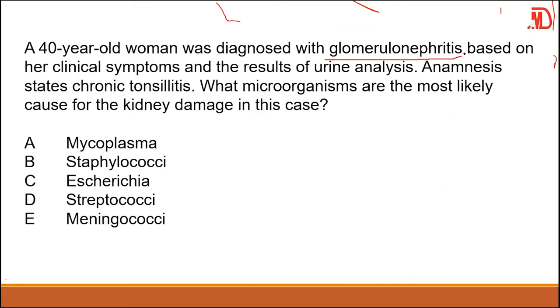A 40-year-old woman was diagnosed with glomerulonephritis, based on her clinical symptoms and the result of the urine analysis. The analysis states chronic tonsillitis. Guys, what is the cause of chronic tonsillitis? Streptococcus. So what disease is this one now? Who can tell me the right diagnosis here? Come on, guys. Streptococci. Thank you. Post streptococcal glomerulonephritis. Exactly. That is the right diagnosis.